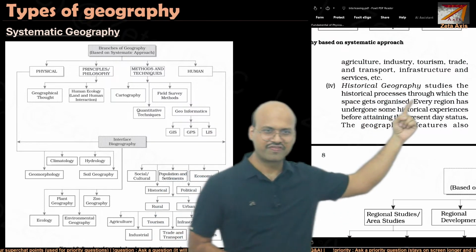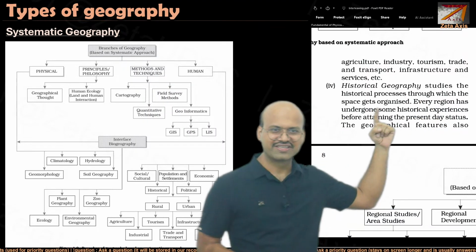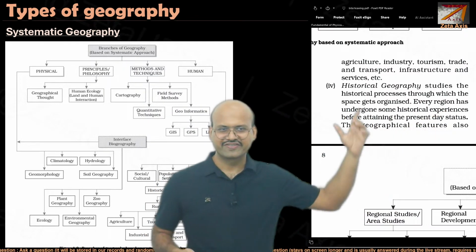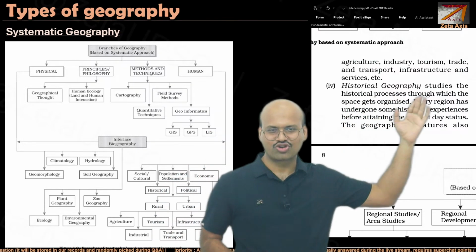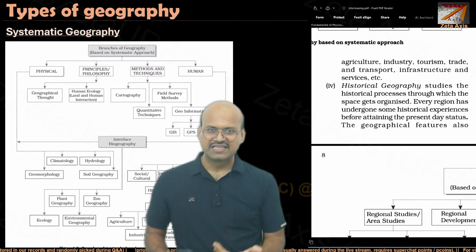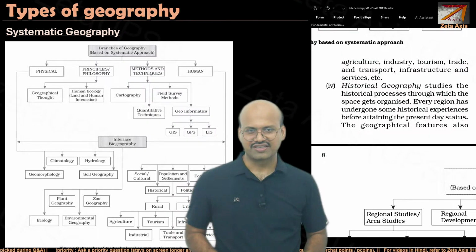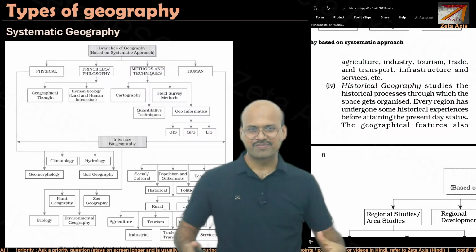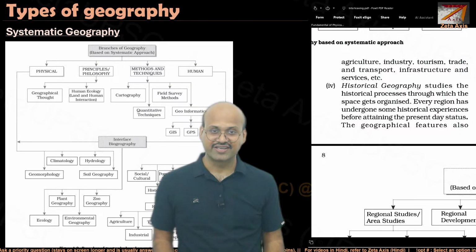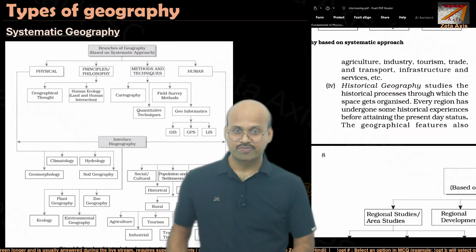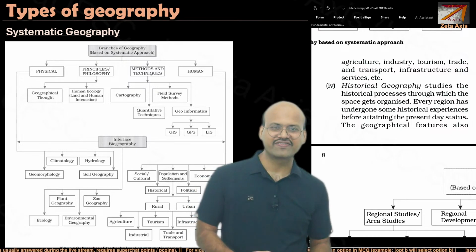Then historical geography studies the historical process through which space gets organized. Every region has undergone some historical experiences. It is very easy to understand what historical geography is. You are trying to understand the geography of that change in the region over history. So for example, how Delhi has changed in 100 years, that would also be part of human geography. You can also study that if there is a lake.